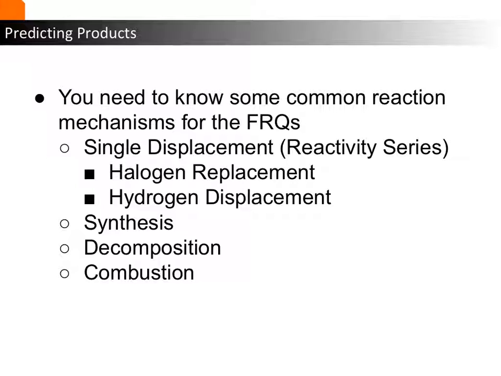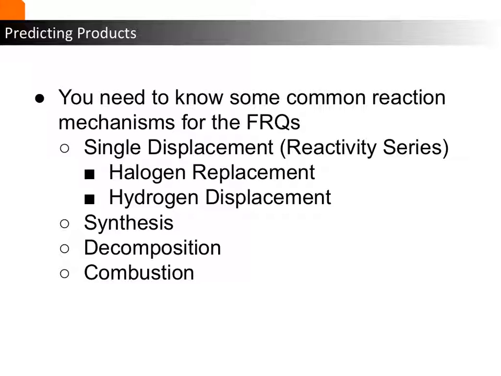talking about. The first one we're going to talk about is single displacement, and there's multiple different types of single displacement, including halogen replacement and hydrogen displacement. We're going to talk about synthesis, decomposition, and combustion. Now all four of these, as we mentioned in the last video lesson, are examples of redox reactions. Not only are they redox reactions, but you'll be expected to know how the reaction is carried out.